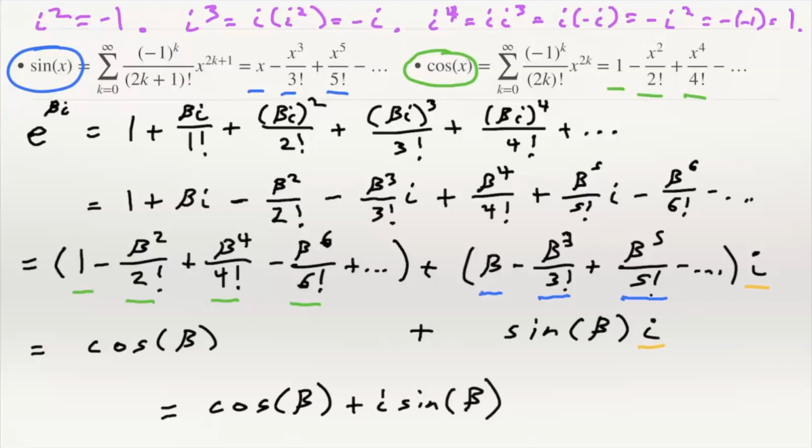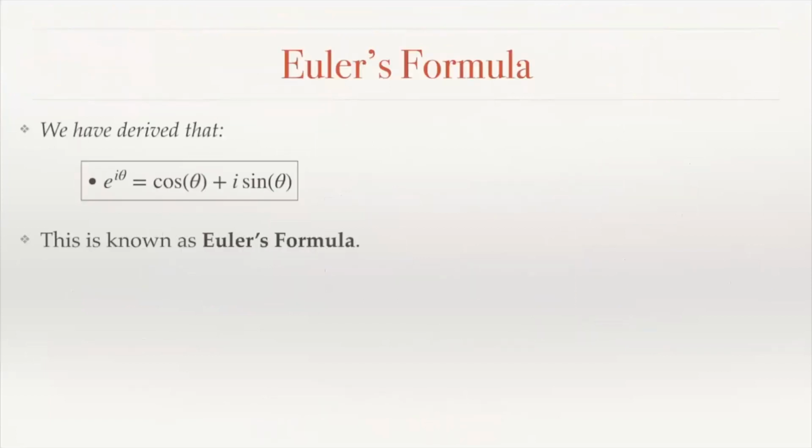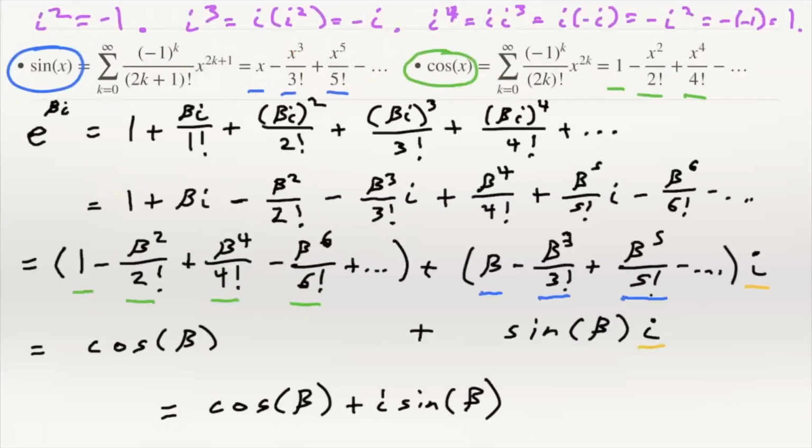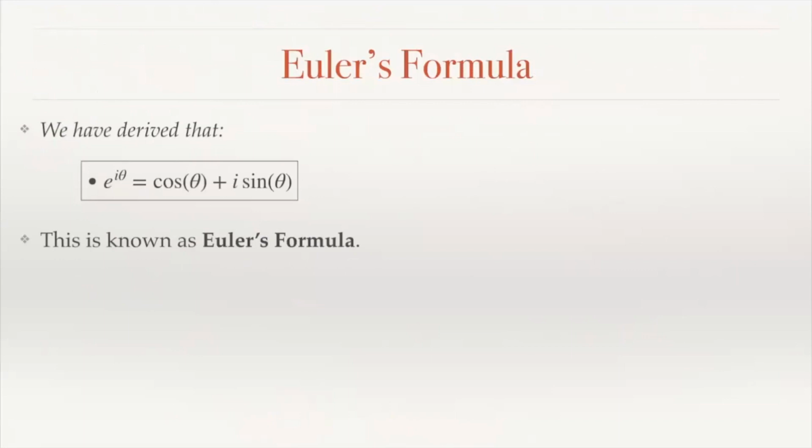So e to the beta i is cosine beta plus i sine beta. I was using the variable beta because of the alpha plus or minus beta i part for conjugate roots. It's typically expressed with theta, though it's the same thing. What we have shown is that e to the i theta is cosine theta plus i sine theta. That is precisely what we showed here. e to the beta i is cosine beta plus i sine beta. This is known as Euler's formula.